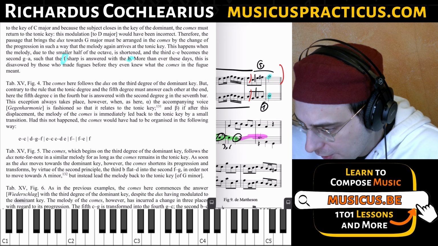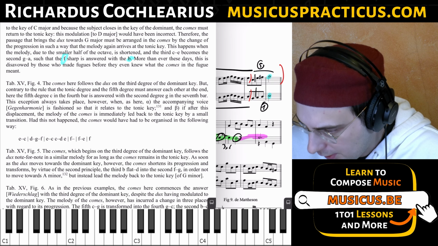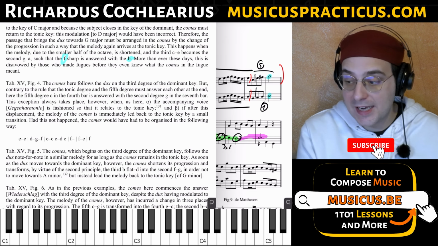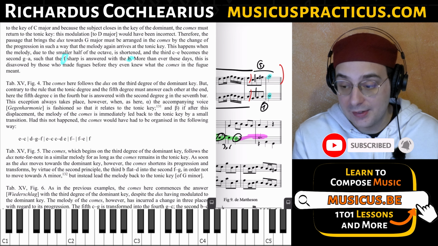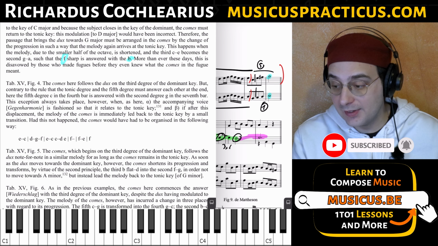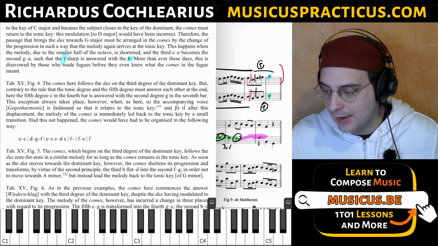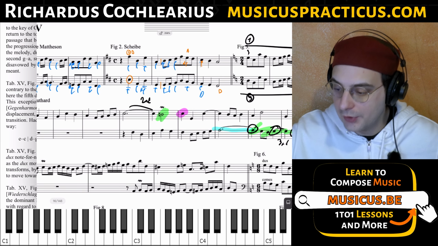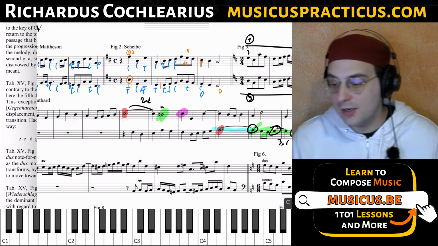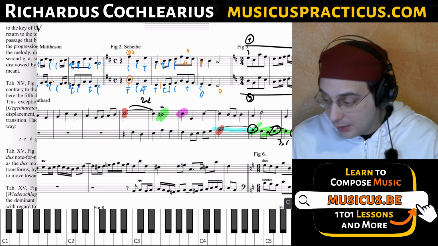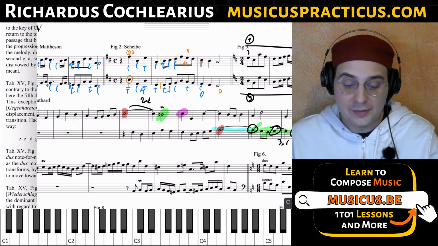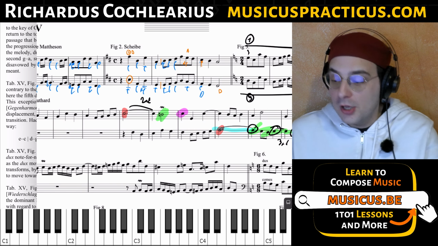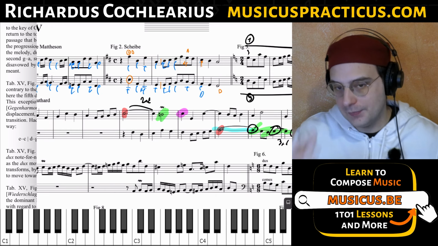Figure 4. The comes here follows the dux on the third degree of the dominant key, but contrary to the rule that the tonic degree and the fifth degree must answer each other at the end, here the fifth degree C in the fourth bar is answered with the second degree G in the seventh bar. So it's saying that this goes against the rules because there is a C here and a G here instead of an F. Mi, do, re, mi, do, fa. We should have something like do, re, mi, do, fa, but the composer wanted to keep the do, re, mi, fa, sol, do, re, mi, fa, sol. This is the point.